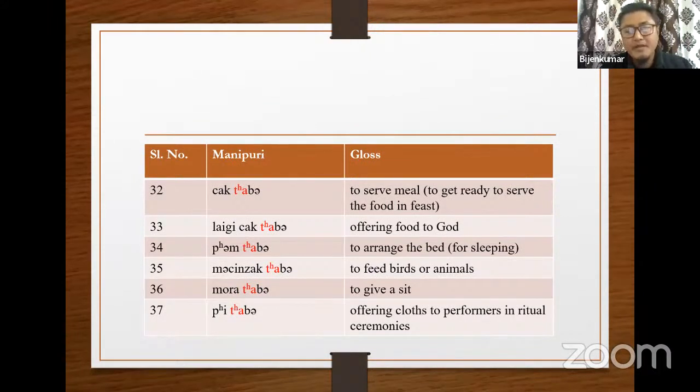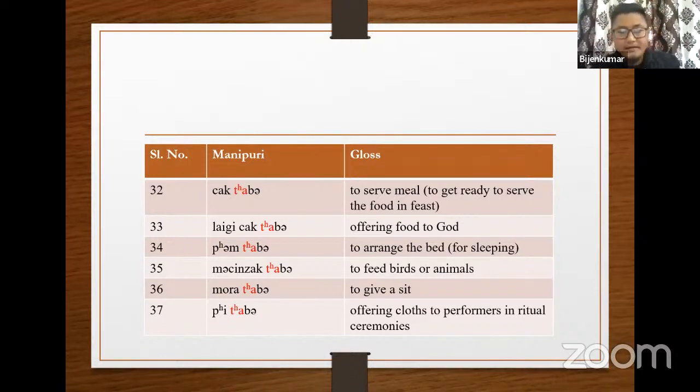Like, when I offer a particular feast, maybe a grand feast, then we have our people cook the meal and serve it. When they get ready to serve the meal, in our culture, we used to sit on the floor. We used to serve the plate, and rice and all the curry one by one. So that act of getting ready for that meal is what we call chak thaba. Chak is the rice, and thaba is the act of getting ready. Then laigi chak thaba is also one of the acts that we do when we offer food, not actually food, it should be the rice to the god.